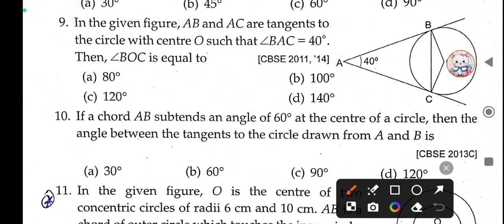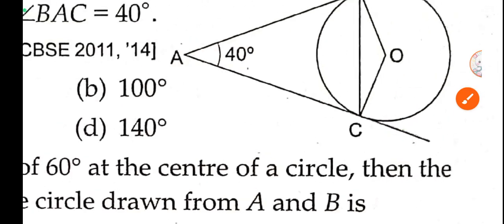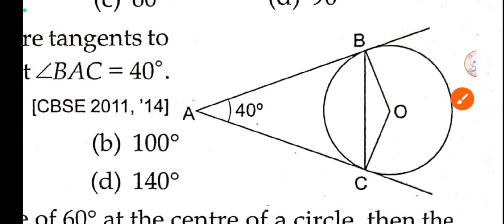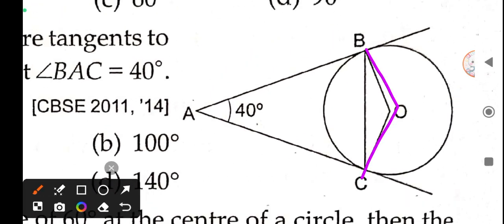This is our question number 9. In the given figure, AB and AC are tangents with center O. Angle BAC is given as 40, and you have to find angle BOC. Let's come to the figure. We have to find this angle, the angle subtended by arc BC. If you are not getting it, then leave it. Don't take pressure on your mind. Let's just see here.